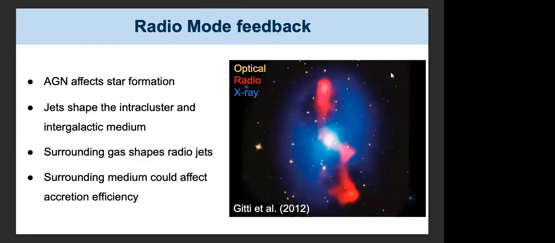To summarize a little bit, in radio sources the feedback not only affects star formation, either enhancing it in specific areas or suppressing it throughout the whole galaxy, but also the interaction between the jets and the ICM can have important effects in the intracluster and intergalactic medium, shaping it, such as with the X-ray cavities that we have seen. But the medium can also affect the jets. We have been proposing for some time already that the radio jets can be shaped by the density of the medium, but also the accretion efficiency of the AGN might depend on the medium in which it resides.